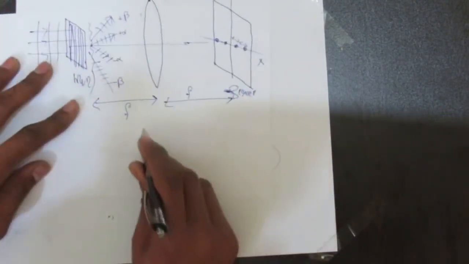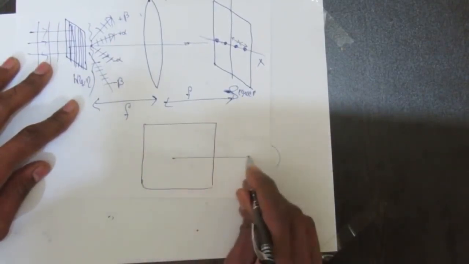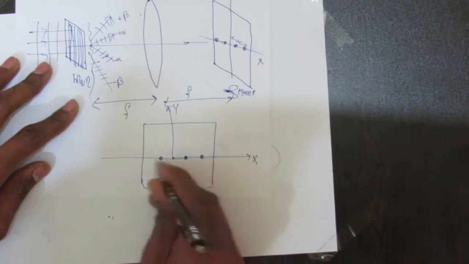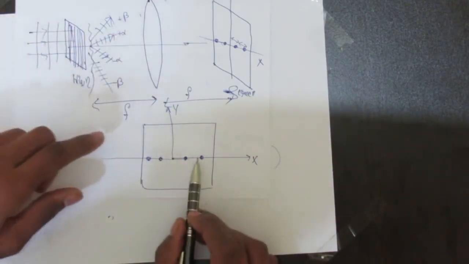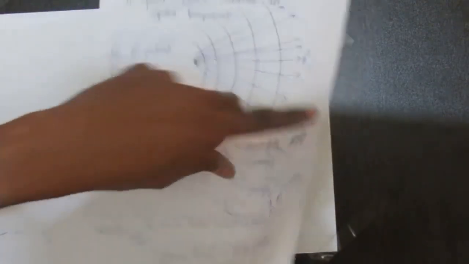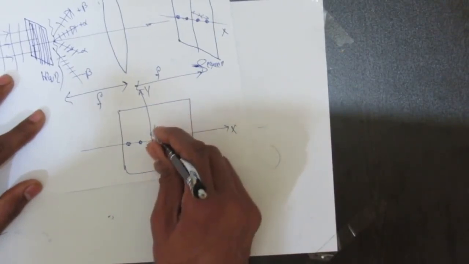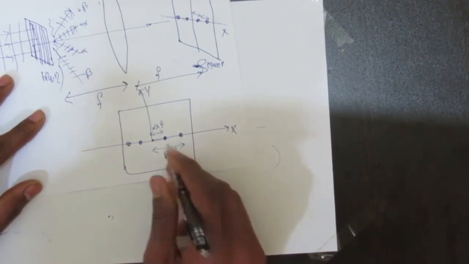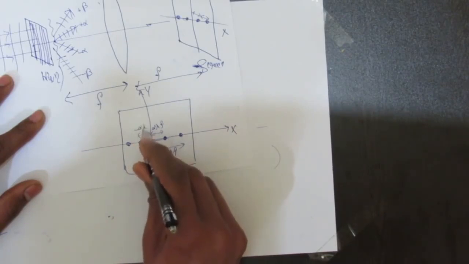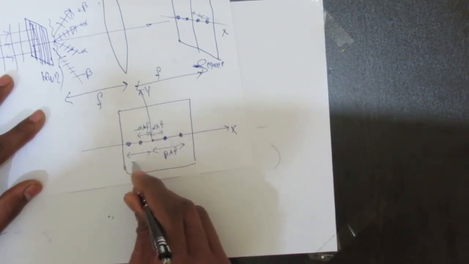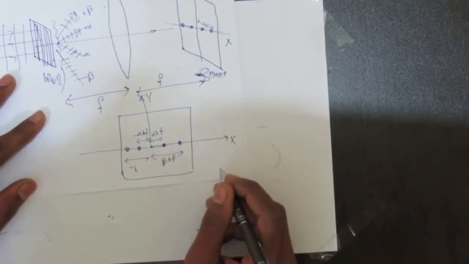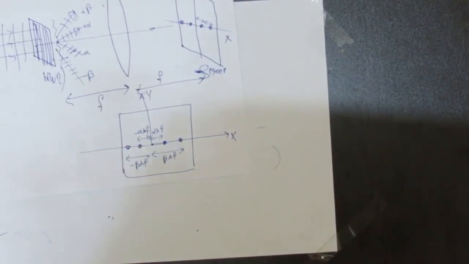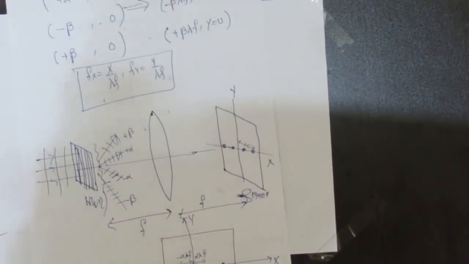Okay, let me draw this plane here. This is your x, this is your y. So you get these two points and these two points. And because your alpha is less than beta, so this distance will be alpha lambda f, and this distance will be beta lambda f, and similarly this distance will be minus alpha lambda f, and this distance will be minus beta lambda f. Yes, so because you're getting four points, you have four plane waves. Okay, because these are the four plane waves, you can actually Fourier decompose.